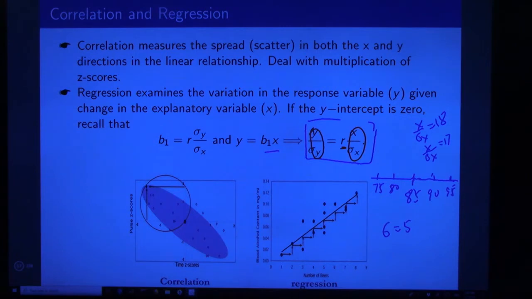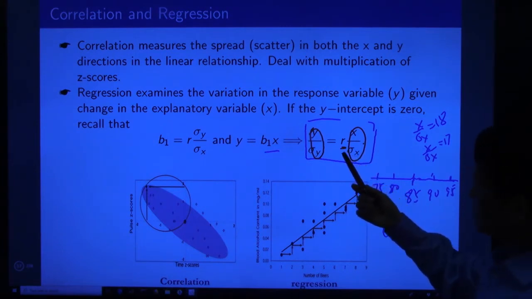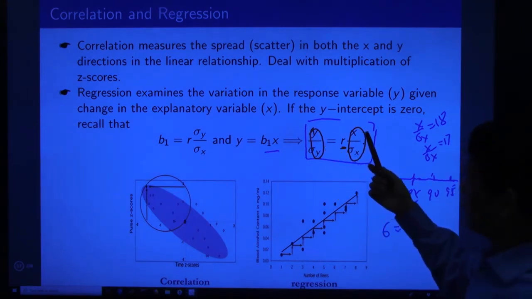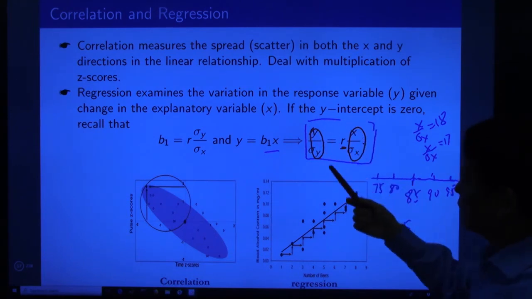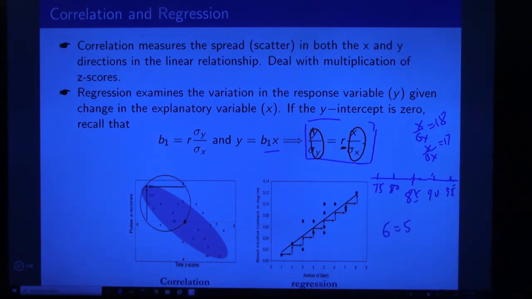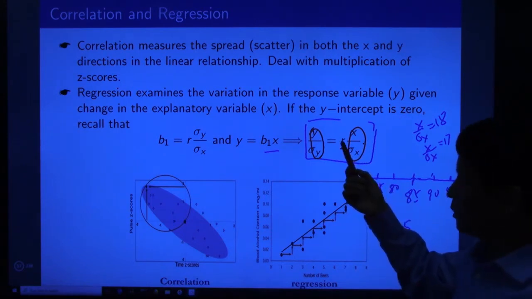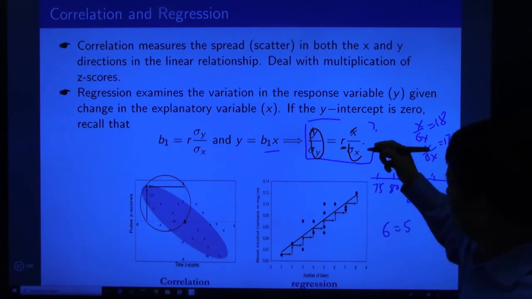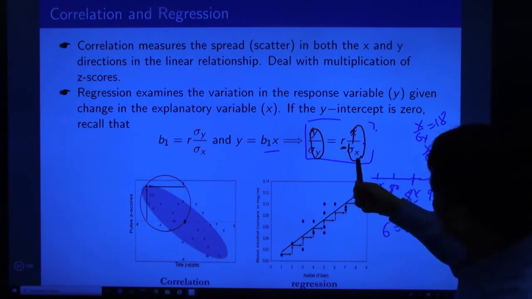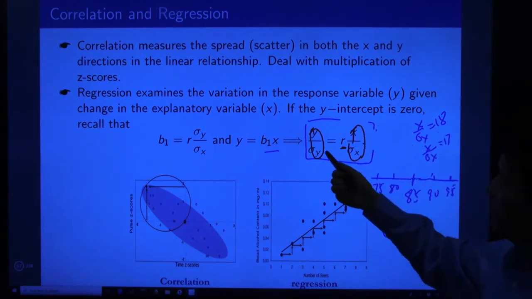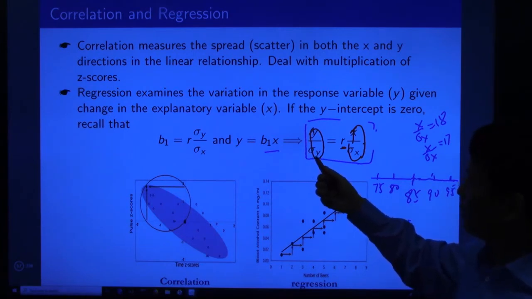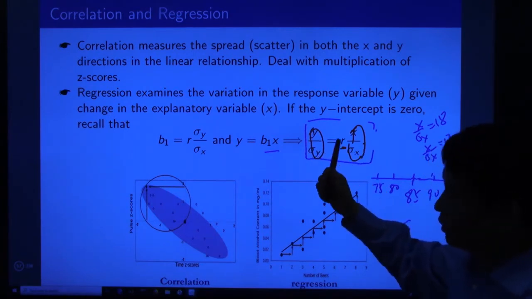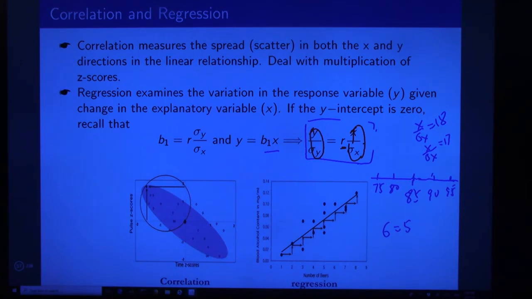So for example, if r equals 1, that means y will be equal to x, both in units of the standard deviation. If r equals 0.5, that means for every x in units of sigma x, y will be equal to half of that value in units of sigma y.